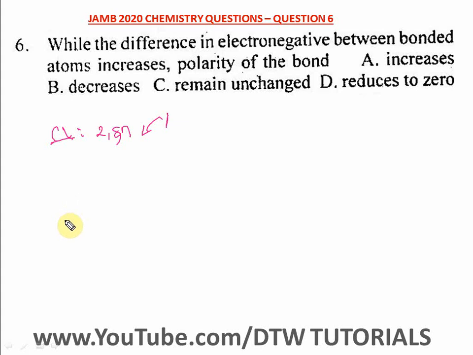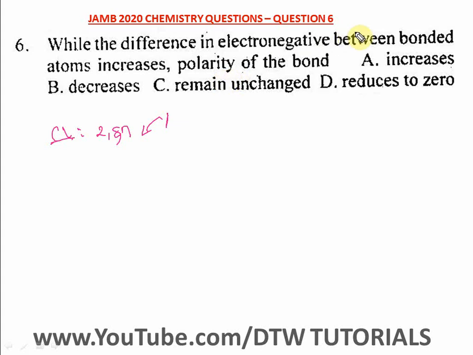So in a non-polar covalent bond, the electrons are shared equally between the two atoms, but in a polar covalent bond, one atom has a greater affinity for the electrons than the other atom.